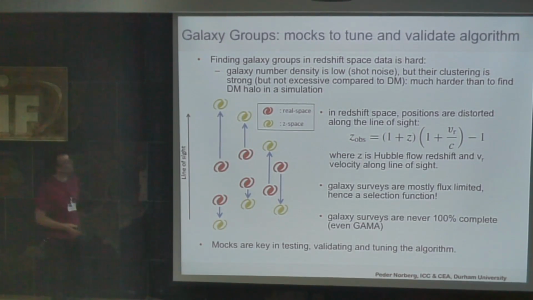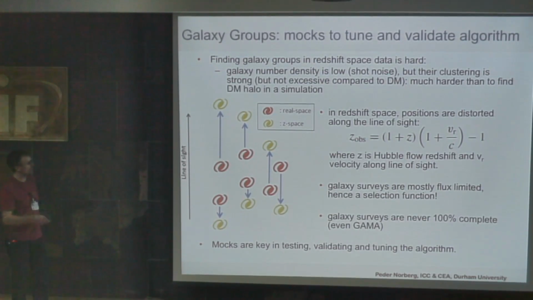Okay, galaxy groups. Mocks to tune and validate the algorithm. That's a completely different project. So finding galaxy groups in redshift space data is really hard. Basically, if you look at this picture, you have your galaxies here, at the red position where they are in real space, and in redshift space they have simply moved away. Why they've moved is because the redshift space information includes the peculiar velocities along the line of sight. It's nothing more magical than this. It's just given by this relation. So that's hard in the first place.